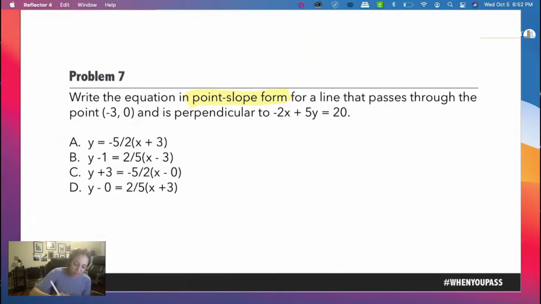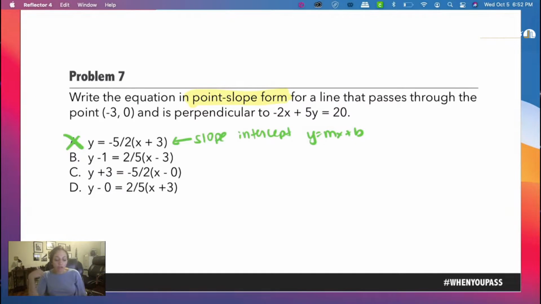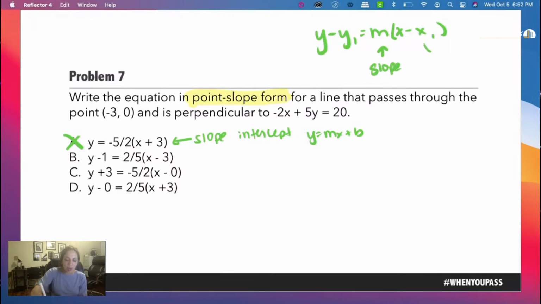So this is in slope-intercept form. Slope-intercept form says y equals mx plus b. So A is out. All the rest of them are set up in point-slope form. Point-slope form is y minus y1 equals m times x minus x1, where m is your slope and x1, y1 is a point on your line.